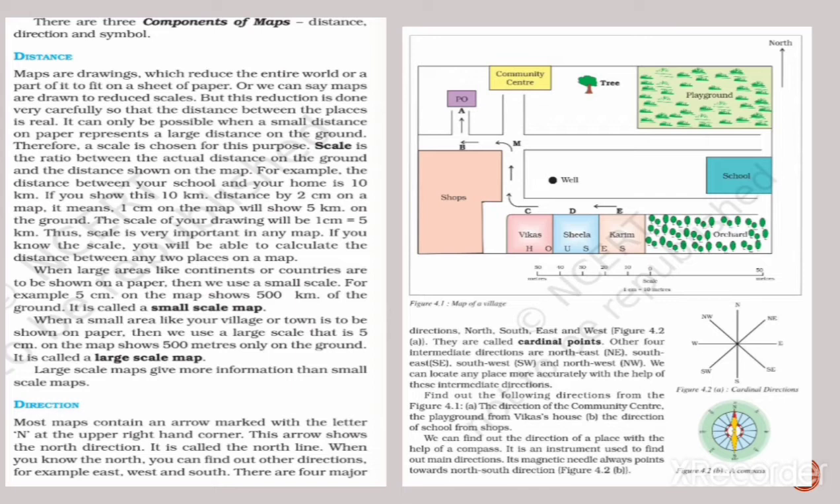The directions north, east, south and west are called cardinal points. Along with these directions, we have four intermediate directions, and they are northeast, southeast, southwest and northwest. So these are called the intermediate directions. With the help of these intermediate directions, we can locate any place accurately.